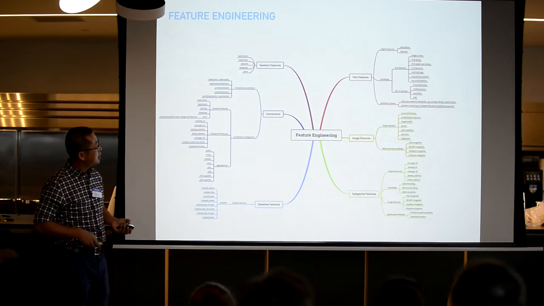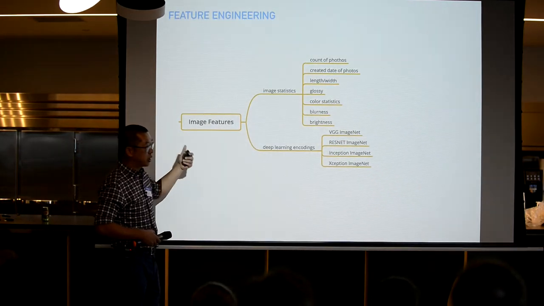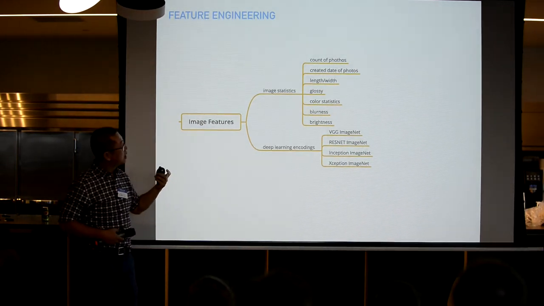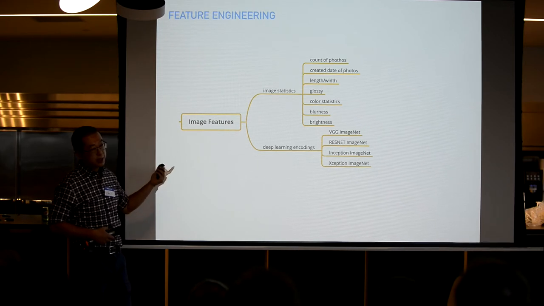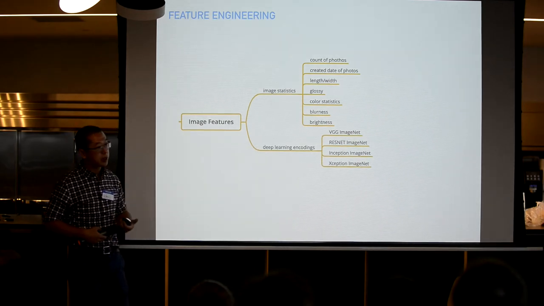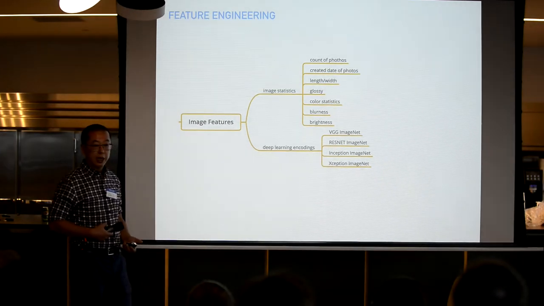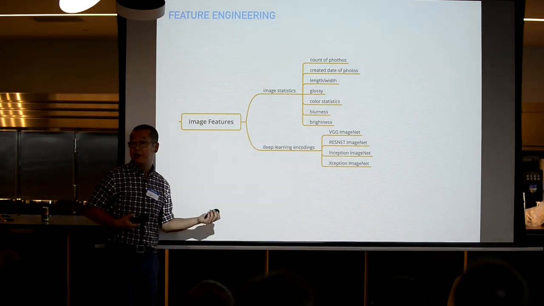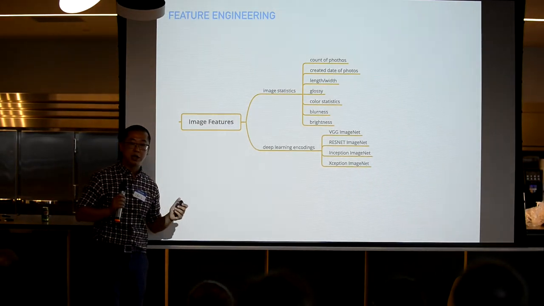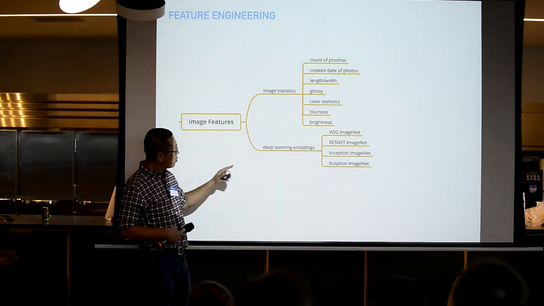Next, I'll be talking about the image features. Again, I try to group the techniques into two types. One is image statistics, which includes the count of photos, creation daytime, length, width, size, whether it's too glossy, the color status, how blurry it is, and how bright it is, things like that, which are pretty basic. You don't need a lot of techniques; you just call a package and that will do the job.